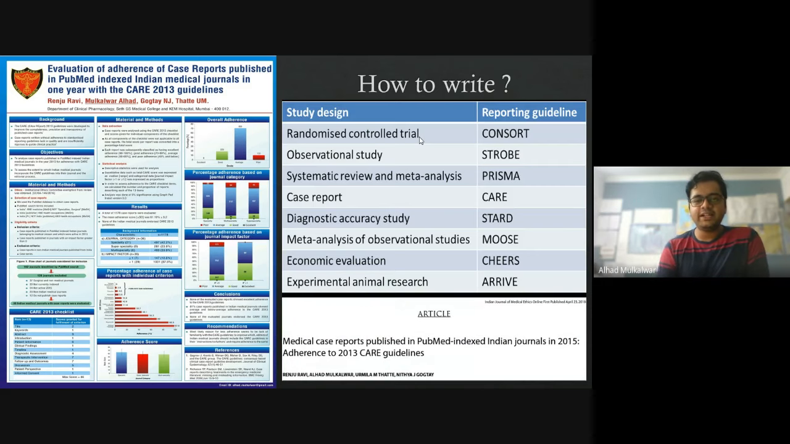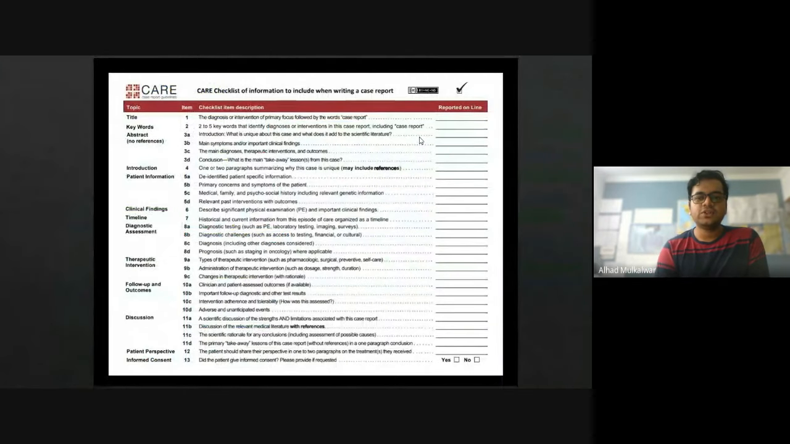So then we went ahead and we published it in the Indian Journal of Medical Ethics as well. This is just a screenshot of the CARE guidelines. CARE stands for case report, and this is just a primary checklist, you can say, of all the basic requirements, the necessities of a particular article, when you write a case report, to be precise.